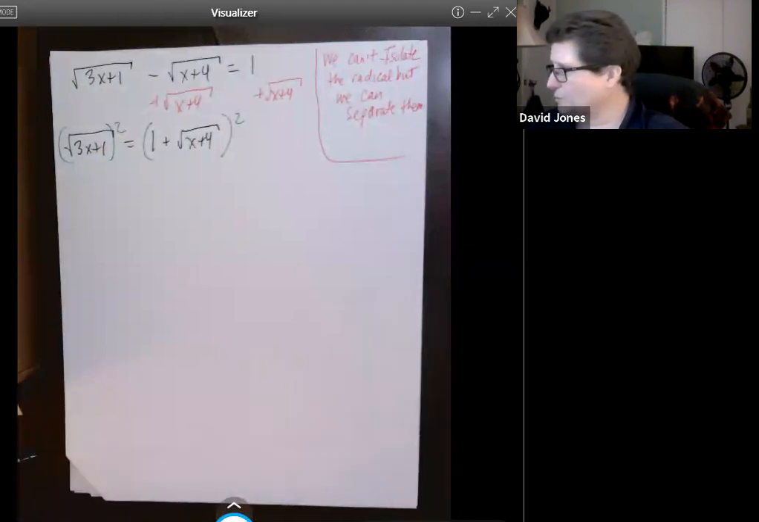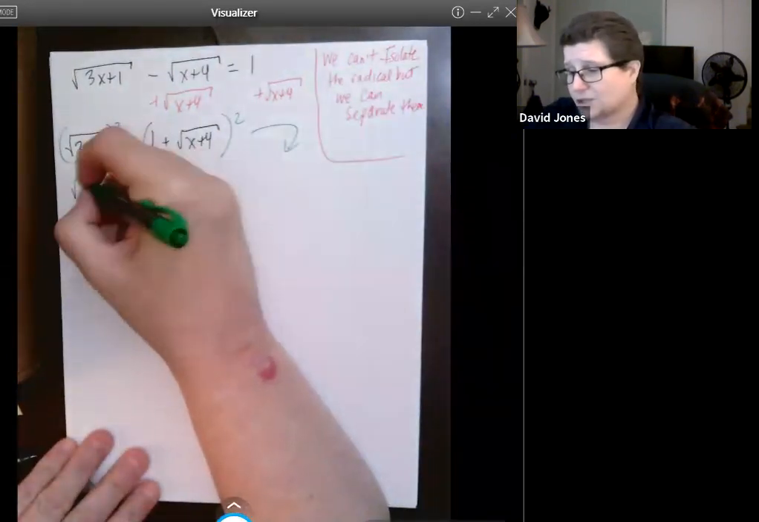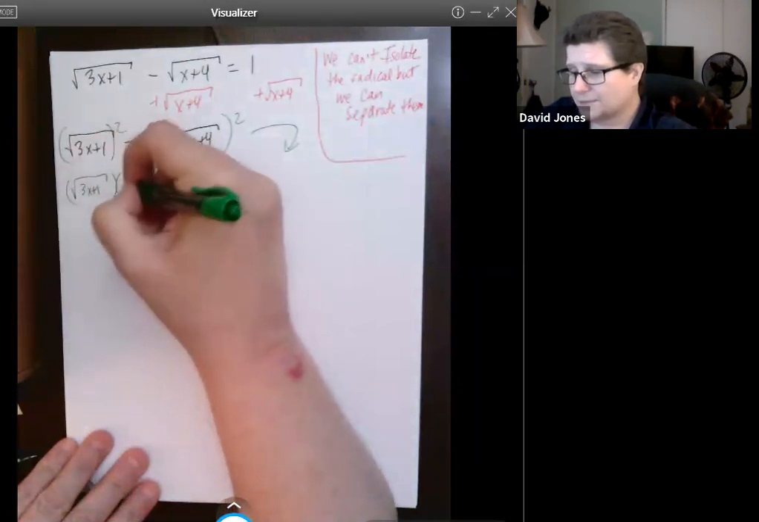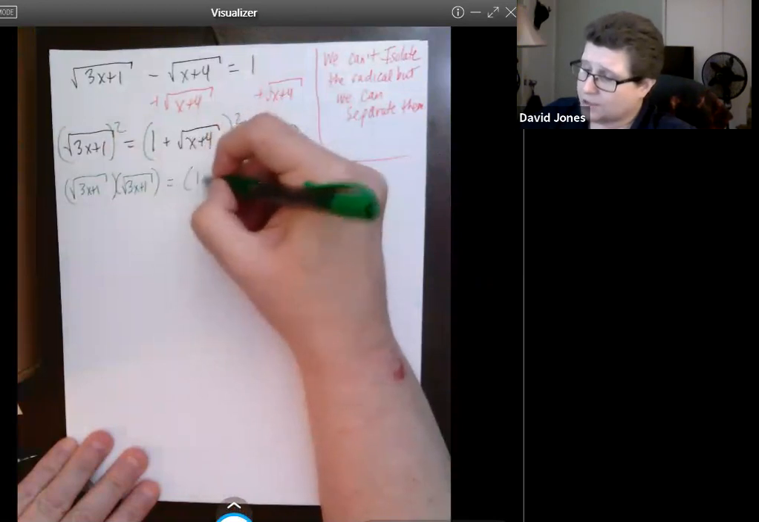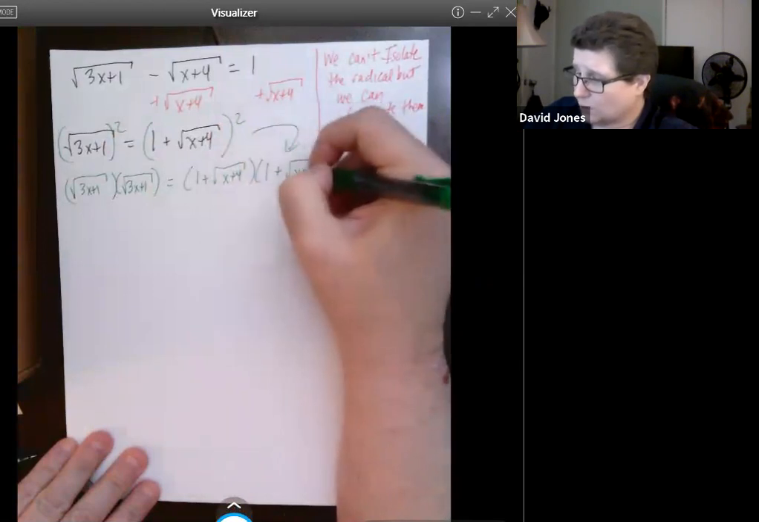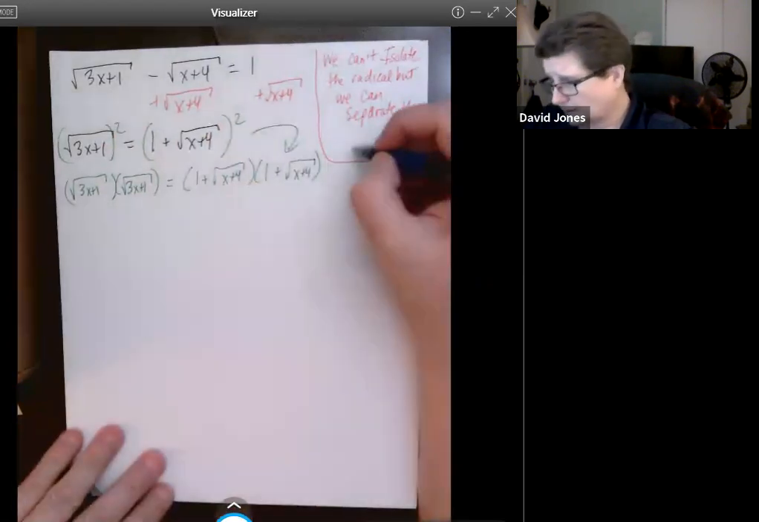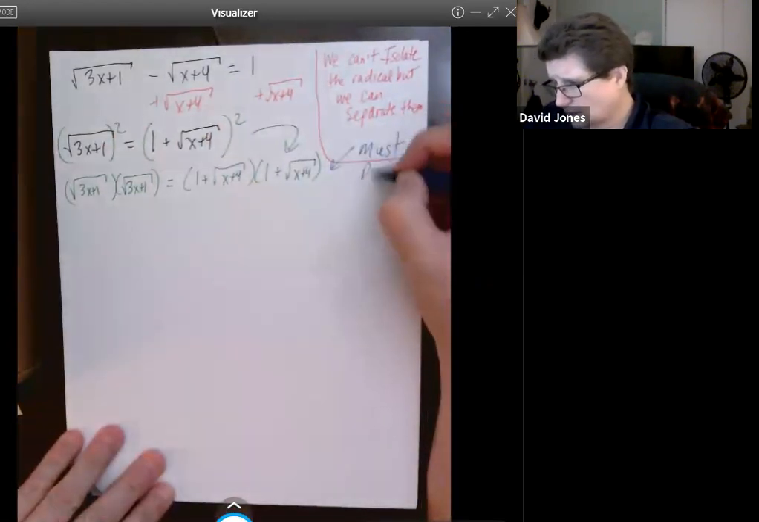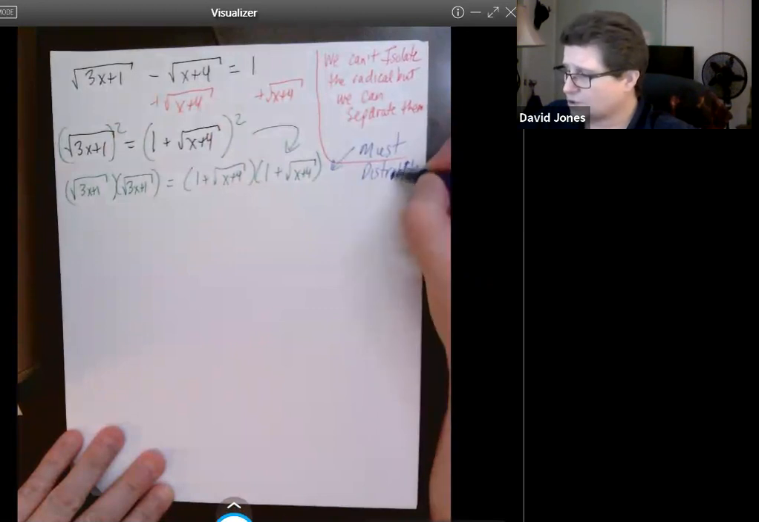And I want to remind you what that means. Squaring it really means this. I've got the square root of 3x plus 1 times the square root of 3x plus 1. And on the right side, I've got 1 plus the square root of x plus 4 times 1 plus the square root of x plus 4. So we're going to have to distribute. Don't just try to square the things individually over there. Must distribute.